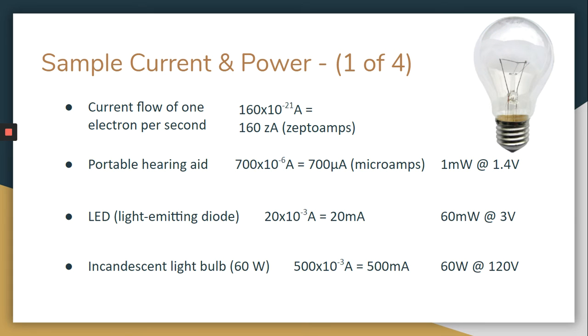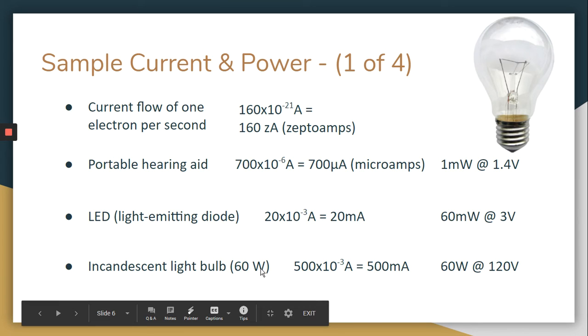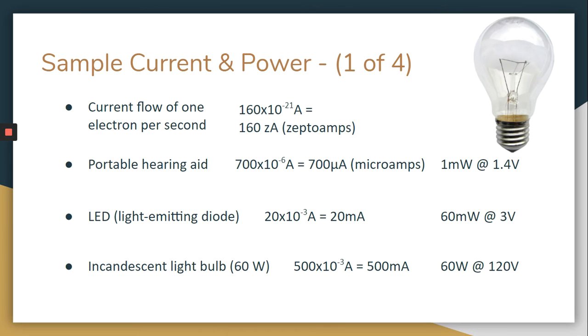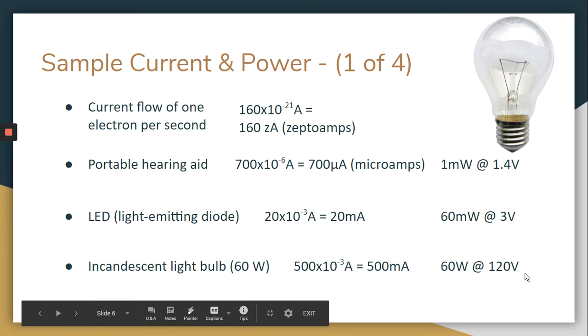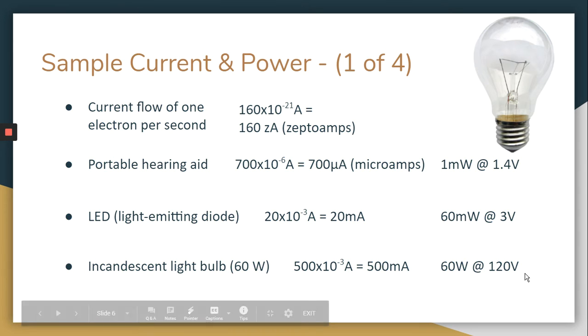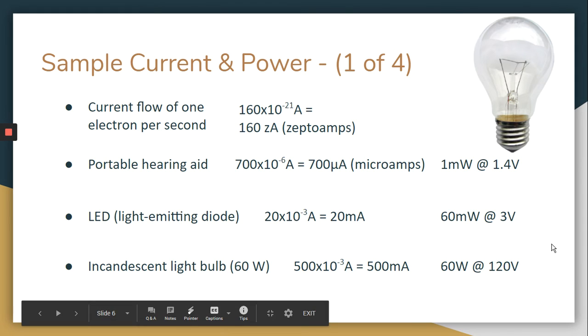Now, an incandescent light bulb, these are the old-fashioned light bulbs. These use, I'm just using a 60 watt as an example, 500 milliamps, or half an amp. And they run straight from your electrical wiring in your house, 120 volts. So 120 times half an amp gives us that 60 watt rating.